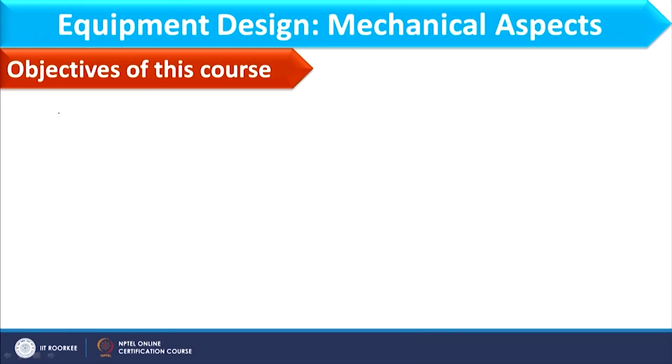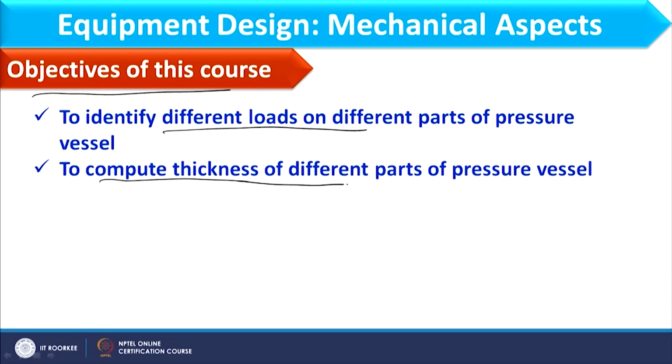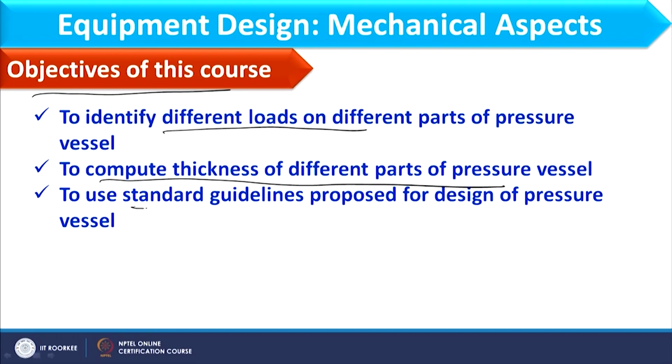In this slide we will discuss the objective of this particular course. The objective is to identify different loads on different parts of the pressure vessel, because each pressure vessel will have different operating conditions like different pressure and temperature, and these parameters will put some load on the metal wall of the vessel. I need to consider that load, because according to that load we provide the thickness of that particular metal sheet. Then we have to calculate the thickness of different parts of the pressure vessel, and for that purpose we will use standard guidelines which are available in the code.